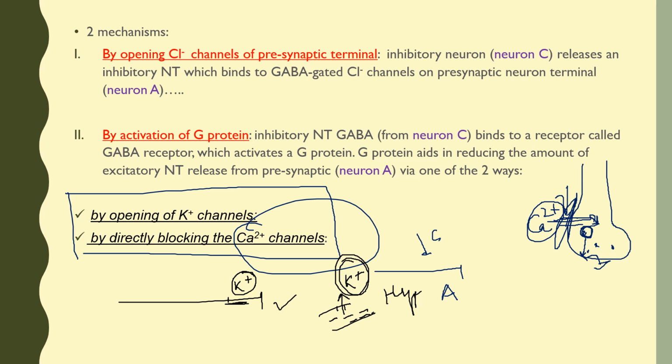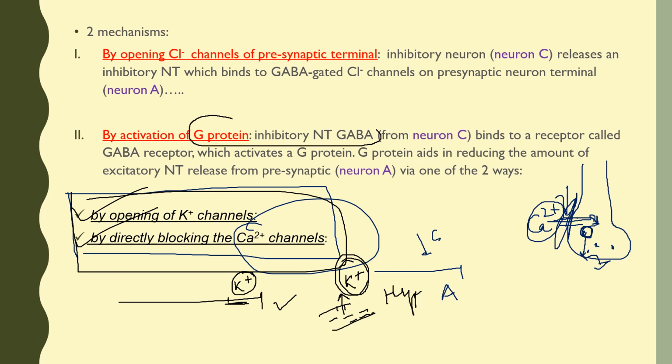So these are the two ways, by opening of the potassium channel or by directly blocking the calcium channels, by which the GABA acts through the GABA receptor, the G protein attached GABA receptor.